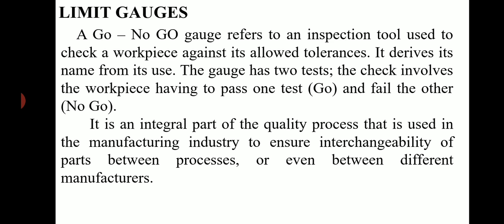Limit gauges. A go/no-go gauge refers to an inspection tool used to check a workpiece against its allowed tolerances. It derives its name from its use. The gauge has two tests. The check involves the workpiece having to pass one test, go, and fail the other, no-go. It is an integral part of the quality process that is used in the manufacturing industry to ensure interchangeability of parts between processes or even between different manufacturers.